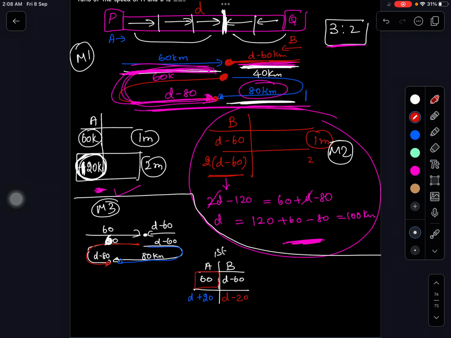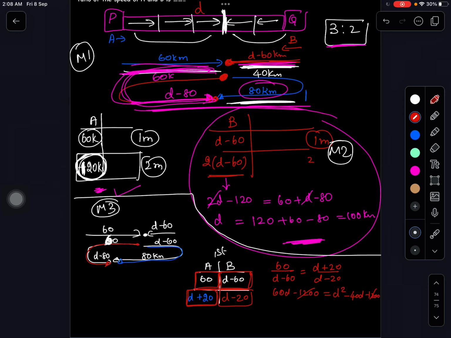Now in the same time frame, A has covered 60, B has covered D minus 60. In the same time frame, A has covered D plus 20, B has covered D minus 20. So the ratio should be the same. So 60 by D minus 60 is equal to D plus 20 by D minus 20. So if I cross multiply, 60D minus 1200 equals D squared minus 40D minus 1200.